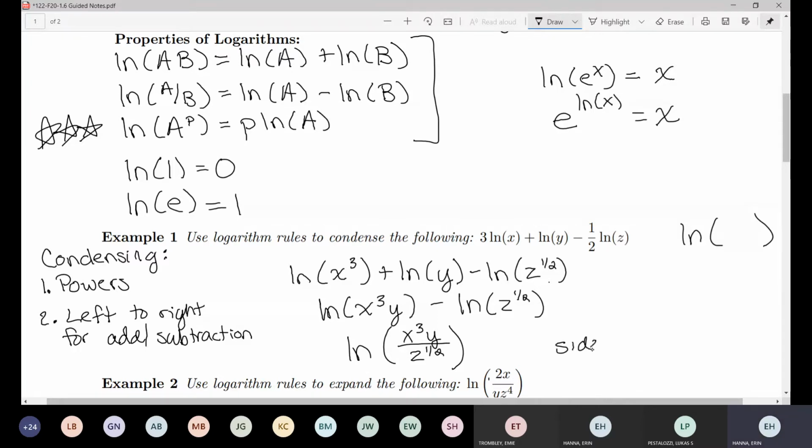Side note, if you had made it z to the -1/2, what you would have gotten would be the natural log of x cubed y z to the -1/2. These two things are algebraically equivalent. They just look slightly different. But if you prefer one way over the other, whatever floats your boat. Anyway, questions, concerns on that?